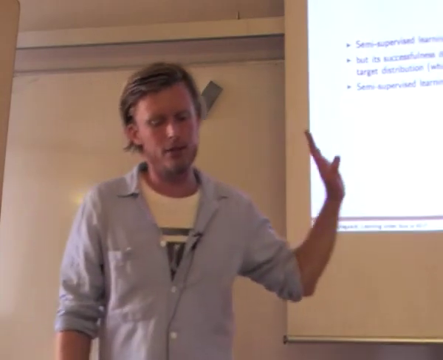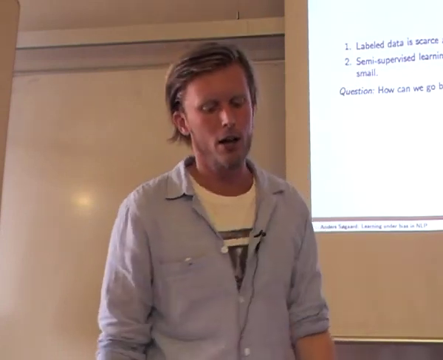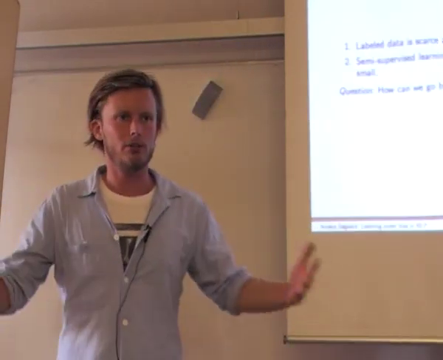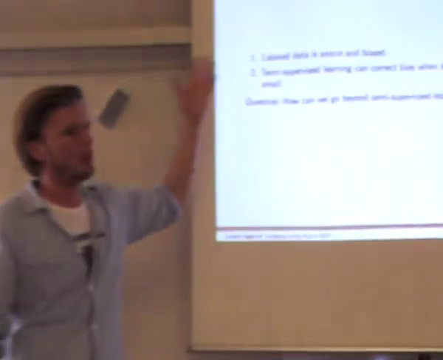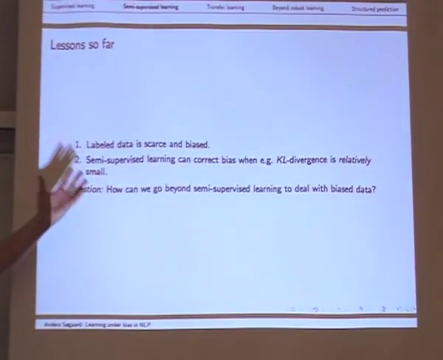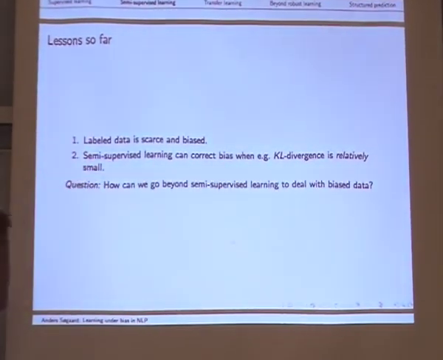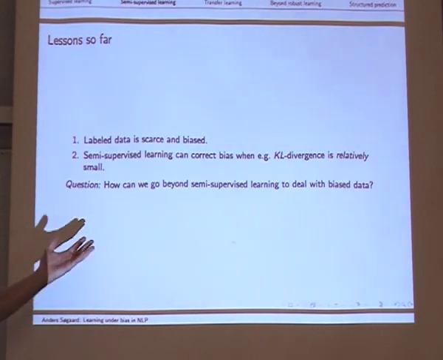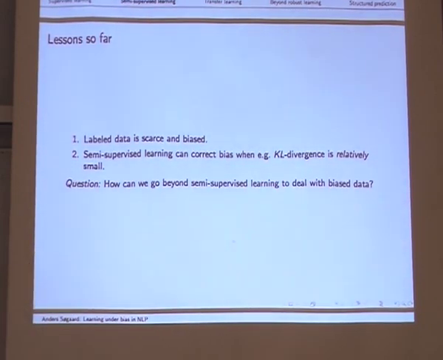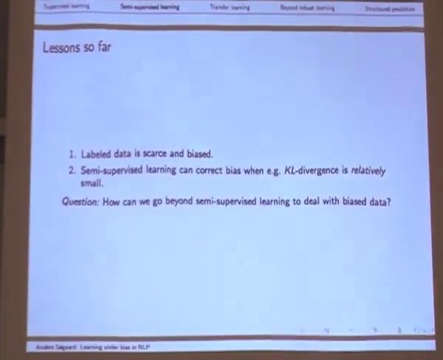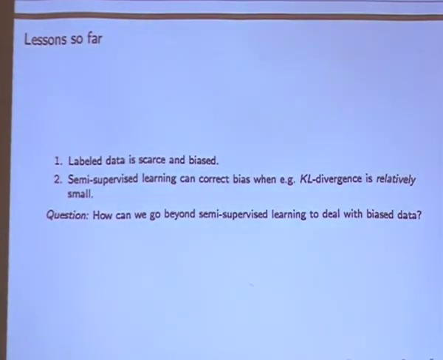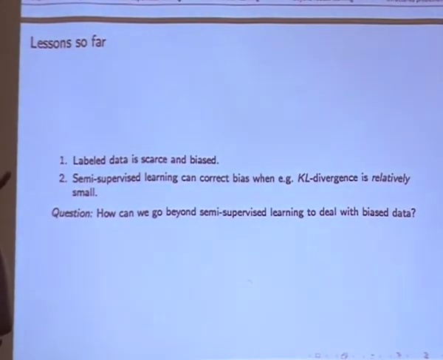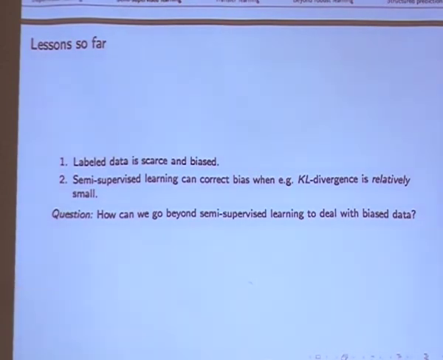And that's just the simple take-home message of this part of the talk. So now, the lessons learned so far are that we have labeled data, but it's scarce and biased. We know we have semi-supervised learning algorithms in our toolbox. I guess most of the algorithms that I've talked about so far are algorithms that you've heard of. And they can correct some bias. But only in some cases, and you can use things like KL divergence to actually look at the data and see whether you think it's realistic or not that semi-supervised learning will actually work.